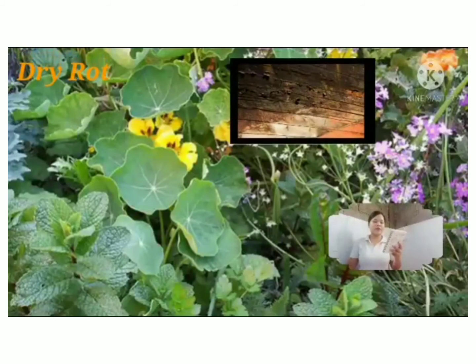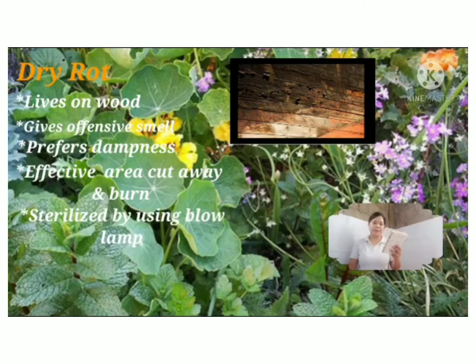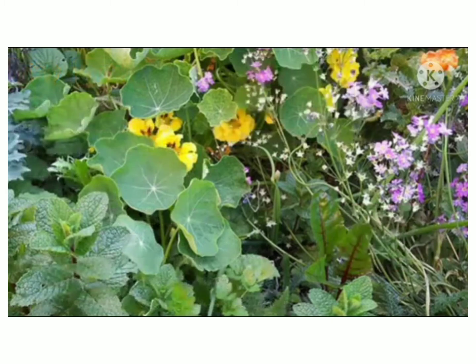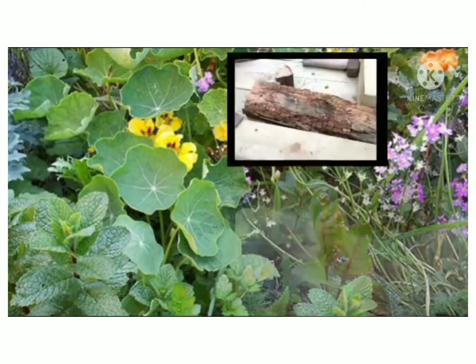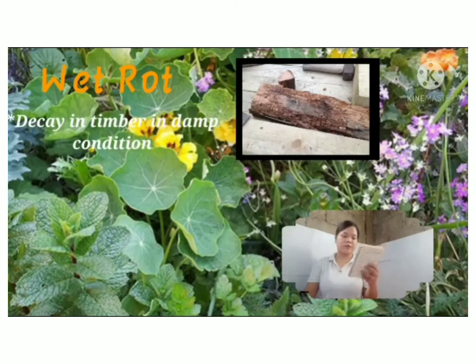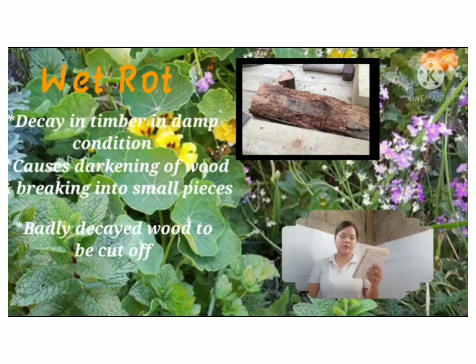Dry rot lives on wood, gives an offensive smell, and prefers dampness. The affected area is cut away and burned, sterilized by using a blue lamp. It is also known as brown rot, which can ruin any wooden structure inside your home. Wet rot, decay in damp conditions, causes darkening of wood and breaking into small pieces. Badly decayed wood is to be cut out.